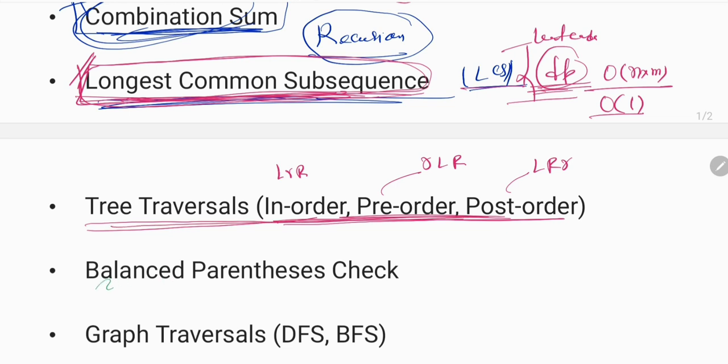And the Boolean parenthesis check, you can solve this question just by using a stack. It is a very famous question asked in PBC companies as well as in MNC companies. So practice this question, a very famous question.